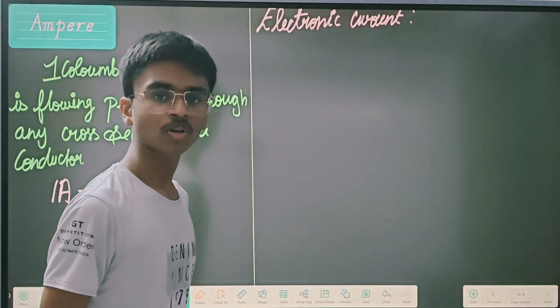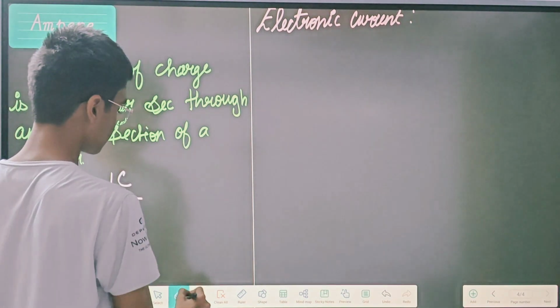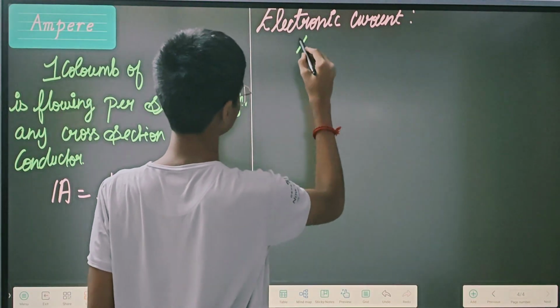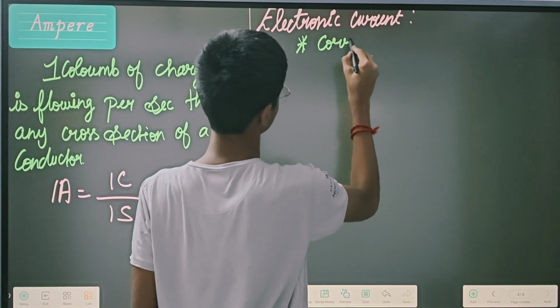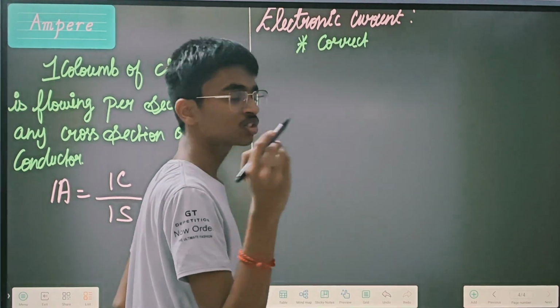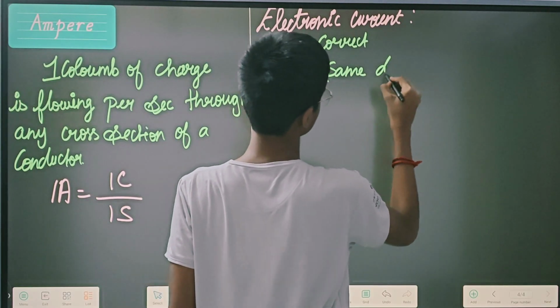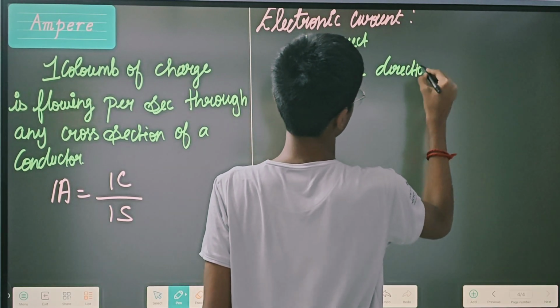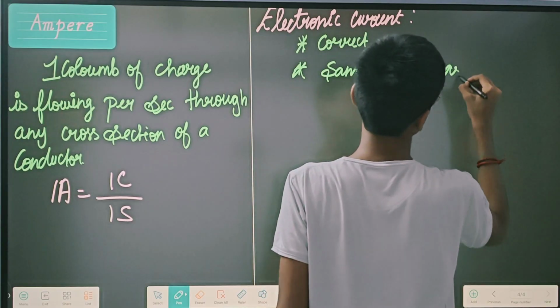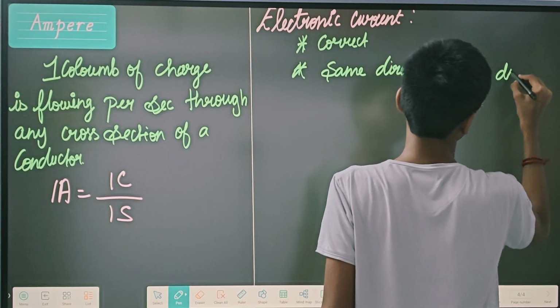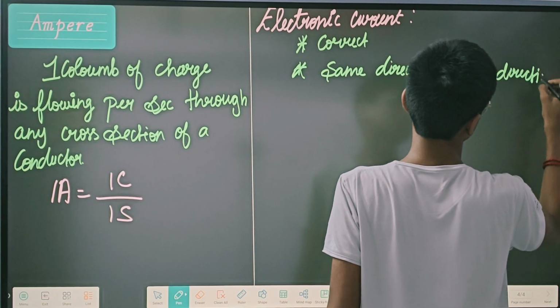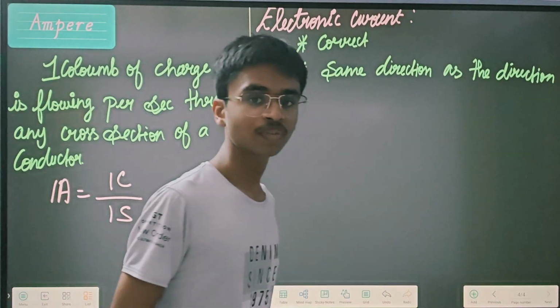So what is electronic current? Electronic current is actually the correct current, and its direction is going to be the same as the direction of electrons.